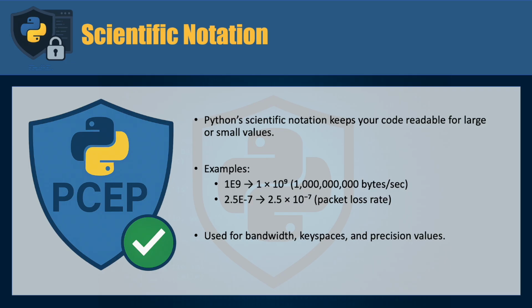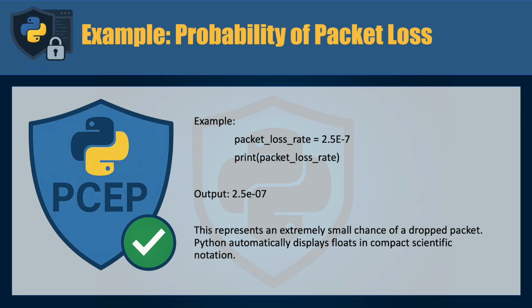We move the decimal point to the left 7 places and replace with zeros. We use this type of measure for packet loss or something that is very small. In any case, we would use scientific notation for use cases such as bandwidth, key spaces, and precision values. Let's take a look at an example. This example represents an extremely small chance of dropped packets.